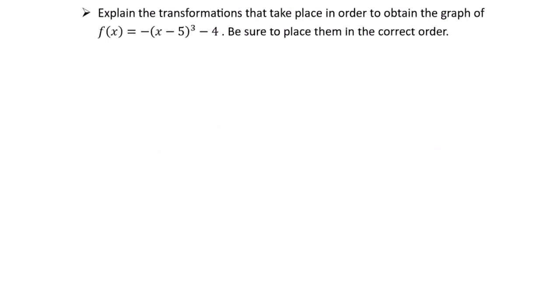This next example, we're going to look at doing this without a graph, but just explain the transformations that take place in order to obtain the graph of f of x equals negative of x minus 5 cubed, minus 4. And remember, we have to put these in the correct order. So the first transformation is inside those parentheses there. When we have x minus 5, it means that we are going to shift right 5 units.